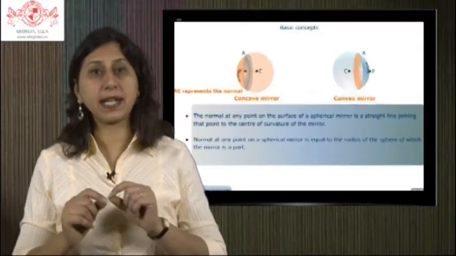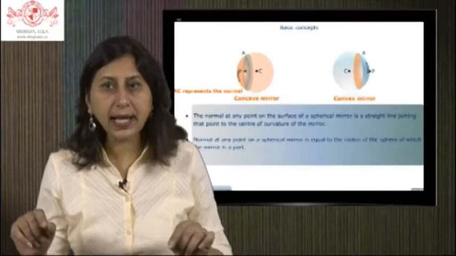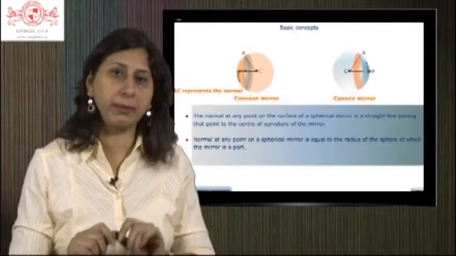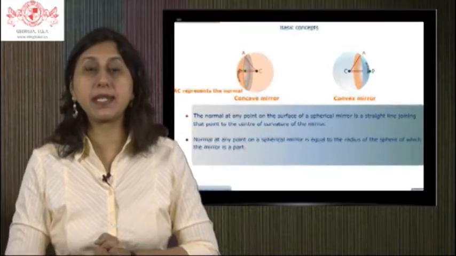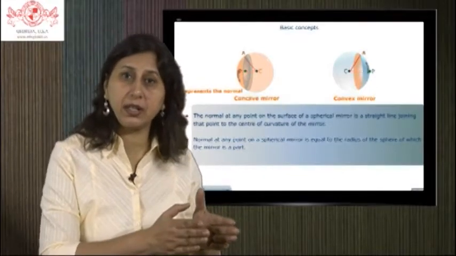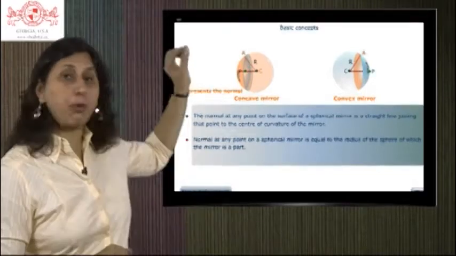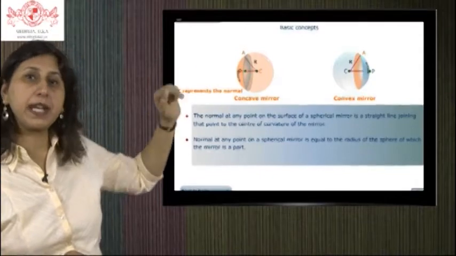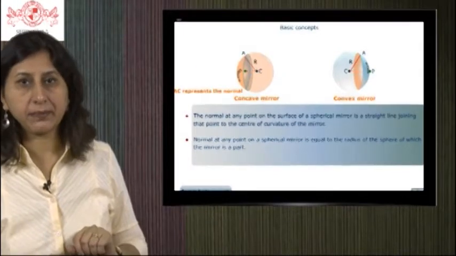The normal at any point on the surface of a spherical mirror is a straight line joining that point to the center of curvature of the mirror. Normal at any point in a spherical mirror is equal to the radius of the sphere of which the mirror is a part. The normal at point A on the mirror is the line AC obtained by joining A to the center of curvature of the mirror.